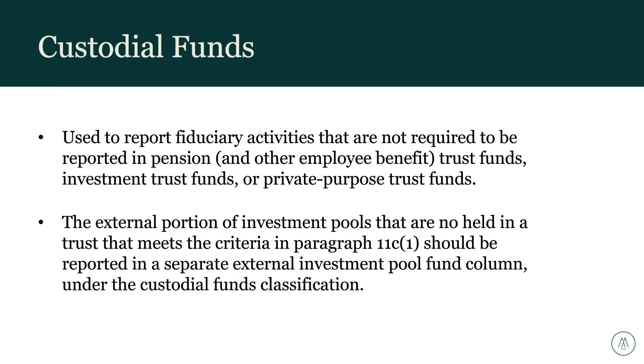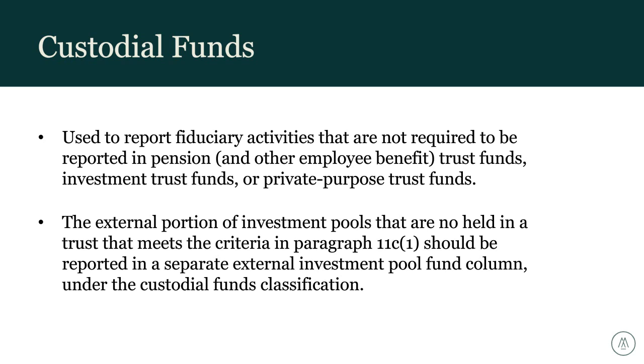And finally, this final category has a new name this year, but really in the standard, these are the custodial funds, and this is really the replacement for what we now know as agency funds in the financial statements. These are fiduciary activities that aren't reported in pension or OPEB trusts or any of the other categories. It's kind of a catch-all, but they're still assets that meet the criteria in paragraph 11C1, which is the paragraph that defines the other categories.